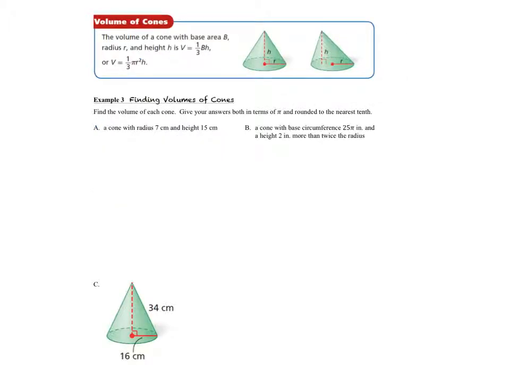Now for cones, remember it's the same thing. I just used the same formula, 1/3 capital BH. Just know that it has a circular base, so it's going to be pi r squared as the base. So V equals 1/3 capital BH. V equals 1/3 times pi r squared times h. So a cone with a radius of 7, so it's going to be 49. 1/3 times 49 pi times a height of 15.